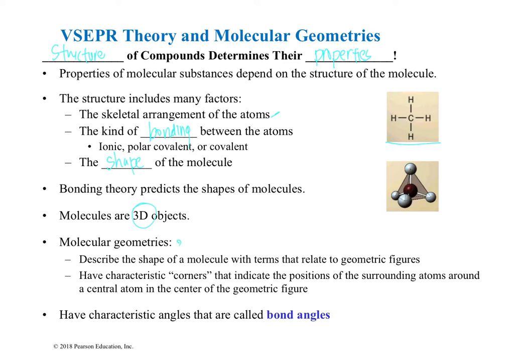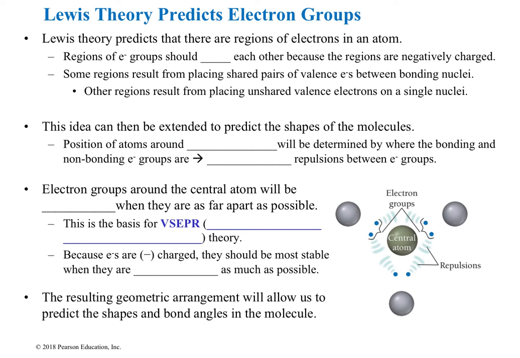Because we're dealing in 3D, we're going to have 3-dimensional geometries, and they'll be related to geometric figures. And so each of these figures will have angles between the bonds in the molecule. So first thing we're going to talk about is electron groups. There are regions of electron groups on every atom. This could be connections from one atom to another with electrons, so bonds, or it could be a lone pair.